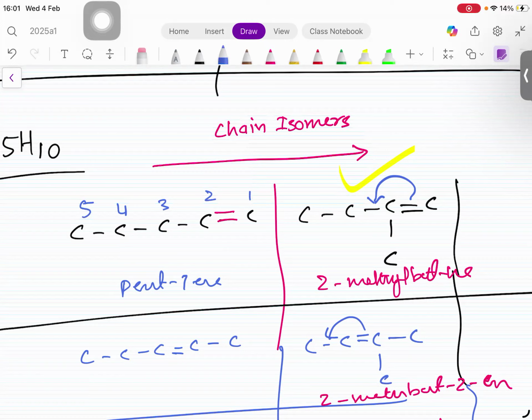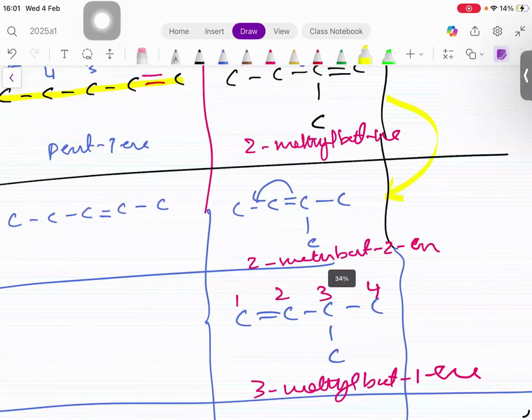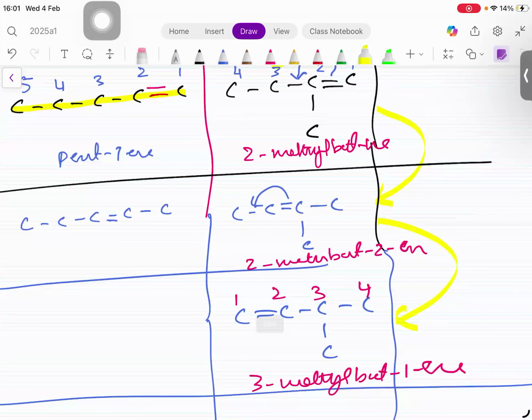So instead of 5, how many carbons have I put in this case? 1, 2, 3, 4. Because I was supposed to make a chain isomer by reducing the number of carbon in the chain. Yes, then this is the position for this. This is the position for this.